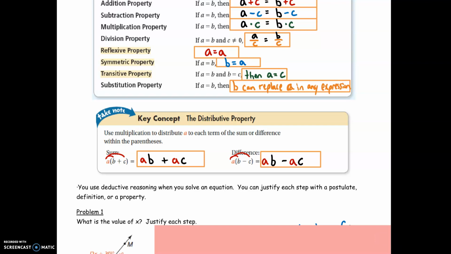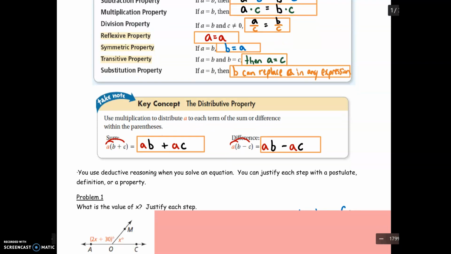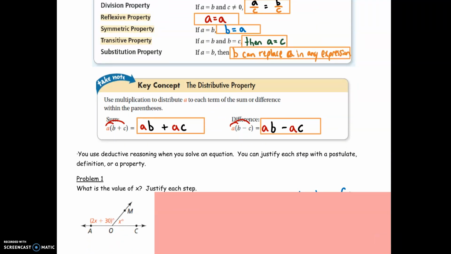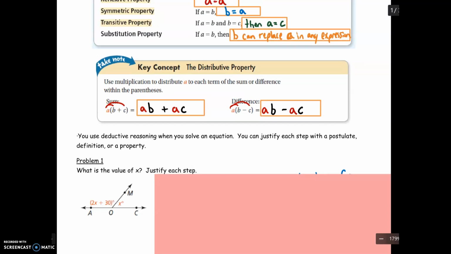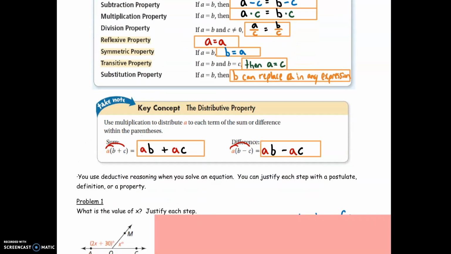And besides those properties, we can also build them together and form things which we call proofs, which are essentially just justifying each step of a solution. And we just have to list our reasoning for each justification as we go. So that's what that little blurb is referring to down there. Again, we're justifying steps with postulates, definitions, or properties. We're going to be using a lot of these from our last two tables.